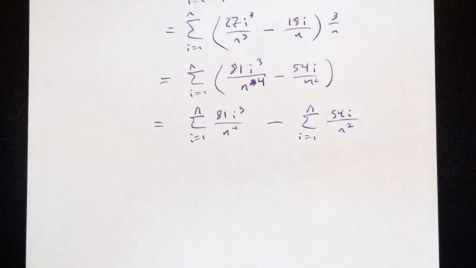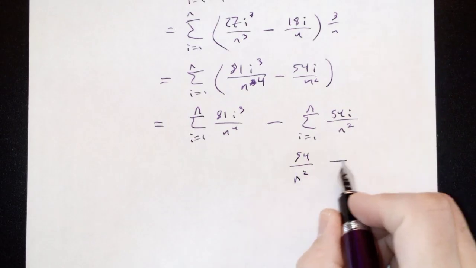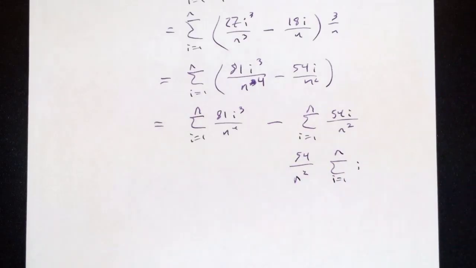If I thought of this as a giant set of parentheses with things being added up, everyone would have a 54 on the top and an n squared on the bottom. Couldn't I factor it out of the parentheses? Which means I can factor it out of the sigma. The only thing that changes is i. So that's the only thing I need to keep track of within my loop. Same thing with the i cubed here.